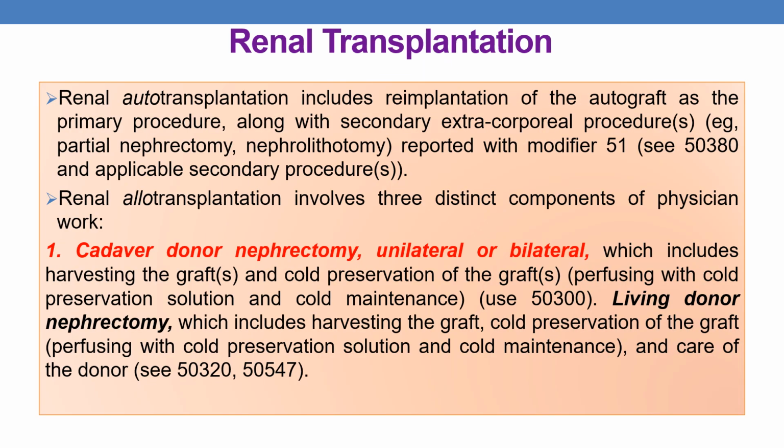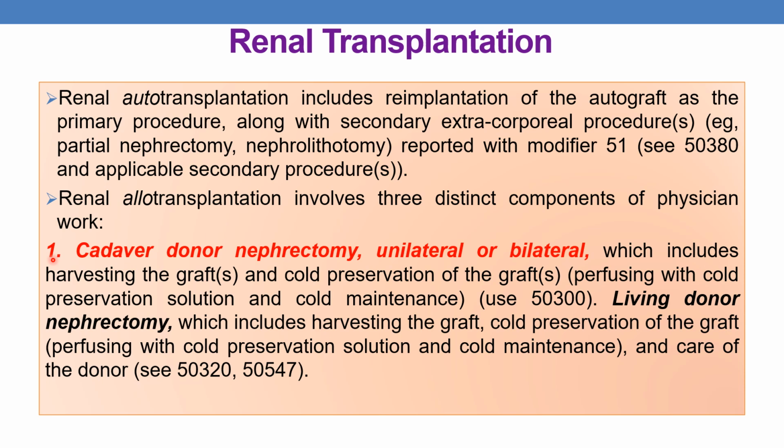Now coming to next topic, that is renal transplantation. Renal autotransplantation includes reimplantation of the autografts as the primary procedure along with secondary extracorporeal procedures, for example partial nephrectomy, nephrolithotomy reported with 51 modifier. And renal allotransplantation involves three distinct components of physician's work.